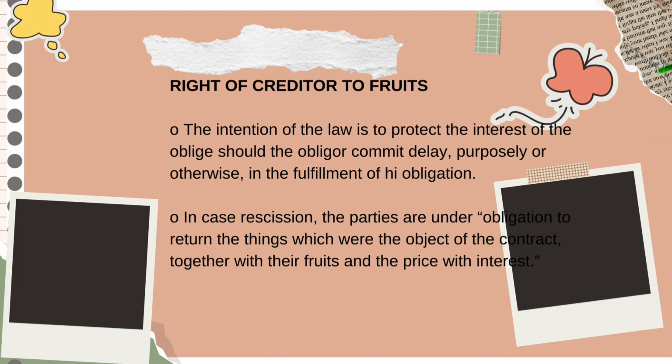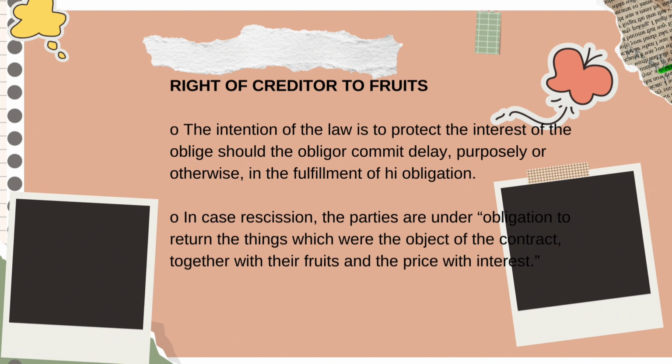The right of the creditor to the fruit. For example, nakabili ka ng lupa. May dati nang nakatanim na, for example, langka. Diba? Hindi naman niya itinanim. So, iyo yan. So, the creditor is entitled to the fruit of the thing to be delivered from the time the obligation to make the delivery arises. The intention of the law is to protect the interest of the obligee should the obligor commit delay purposely or otherwise in the fulfillment of his obligation. So, dito, the right of the creditor, in case of rescission naman, the parties are under obligation to return the things which were the object of the contract together with their fruits and price with interest.